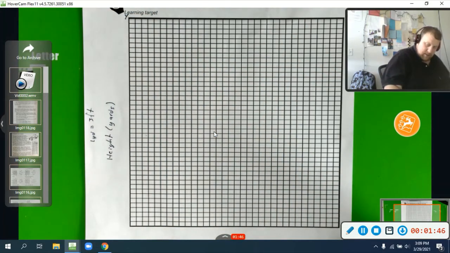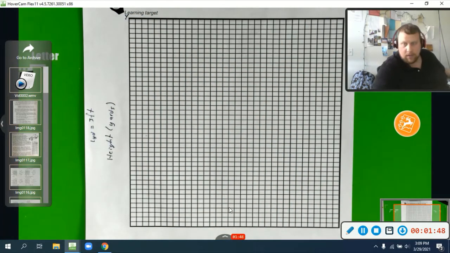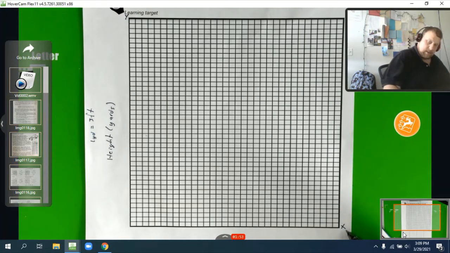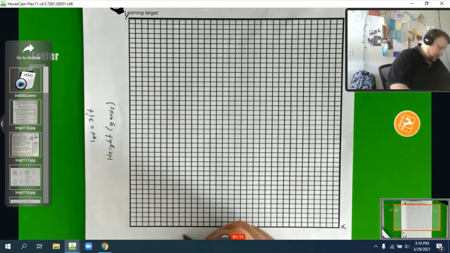And then for my x, let me move those controls out of the way. My x-axis down here is going to be my distance, and that's in feet.